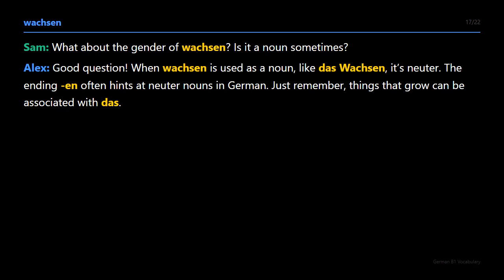What about the gender of wachsen? Is it a noun sometimes? Good question. When wachsen is used as a noun, like das Wachsen, it's neuter. The ending often hints at neuter nouns in German. Just remember, things that grow can be associated with das.